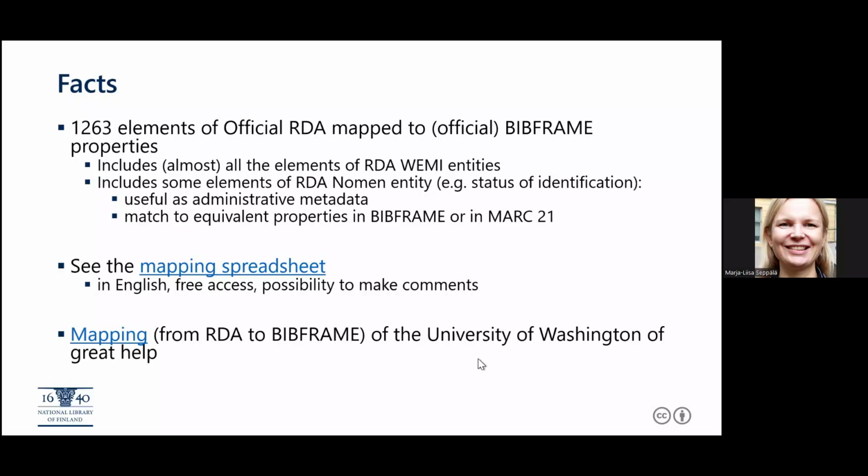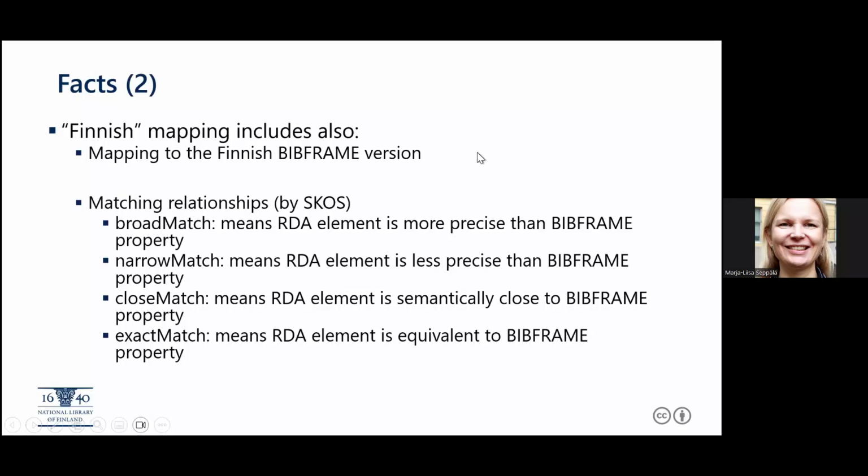I have also consulted mapping of University of Washington. It has been of great help, but of course it's missing some important parts that exist in our mapping to Finnish BIBFRAME version, and also these matching relationships by scores that we used when we relate RDA elements to BIBFRAME.